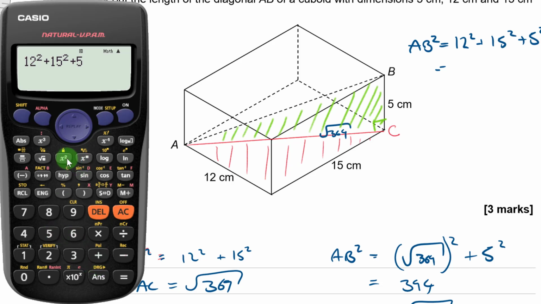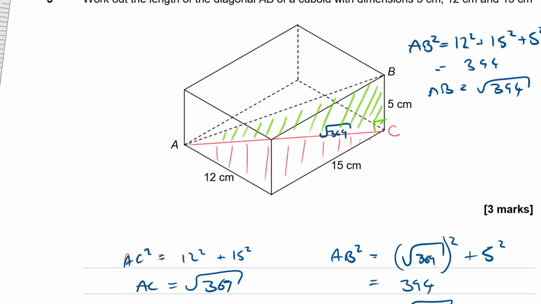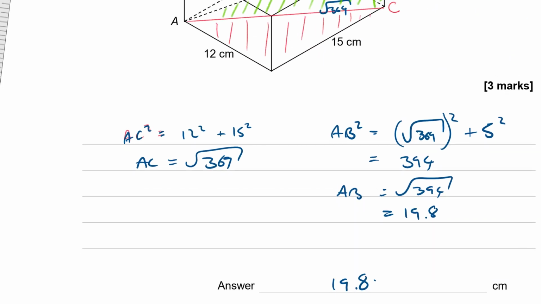You see, it gives me the same answer, 394. So then AB is equal to the root of 394. So if you can remember this kind of extension of Pythagoras' theorem, you can actually do it a quicker way than working out one triangle and then the other, like I did in the example down here.